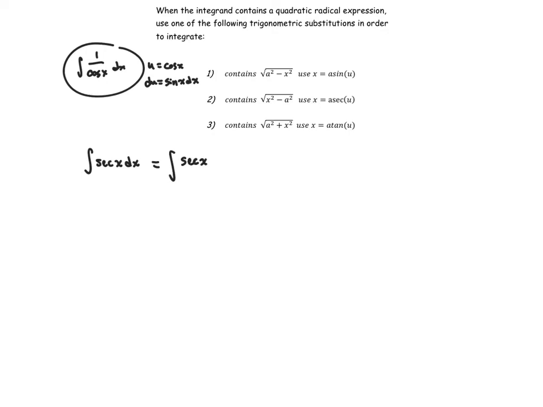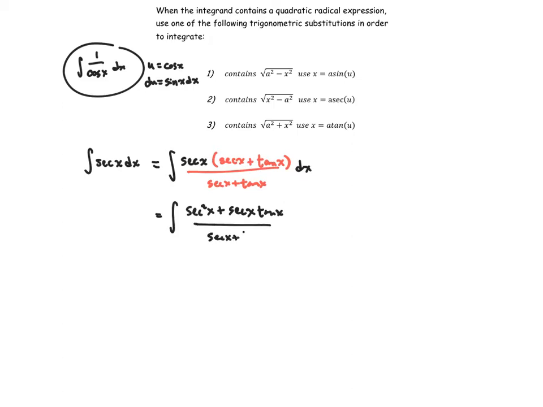Okay, so what we're going to do is use the tricky strategy, which is used many, many times in math, and we're going to multiply by 1. We're going to multiply by secant plus tangent on the top and the bottom, numerator and denominator. And I'm going to do a quick simplify, distribute. So I'll have secant squared x plus secant tangent over secant x plus tangent x dx.